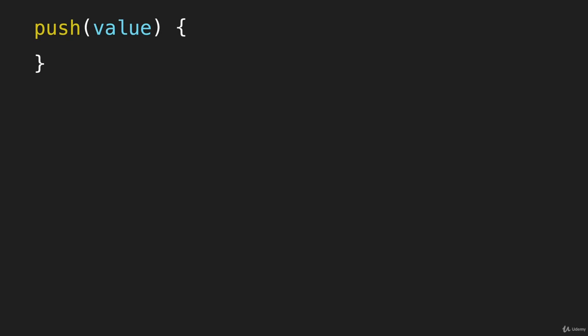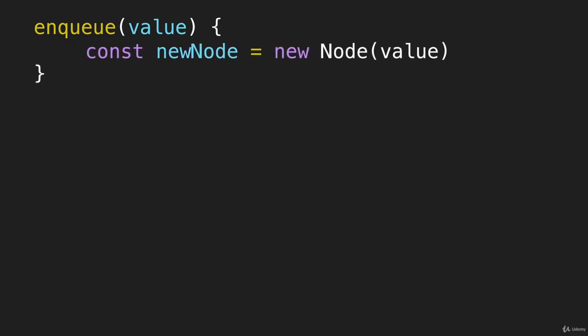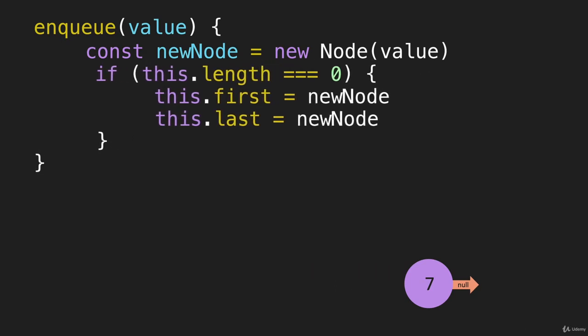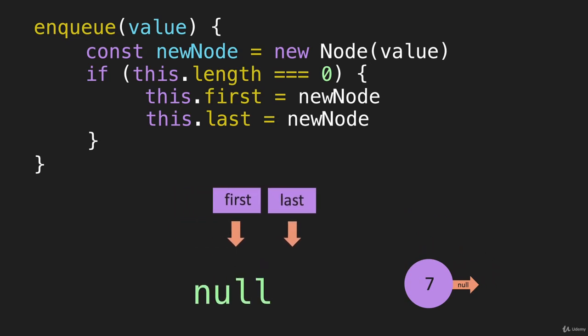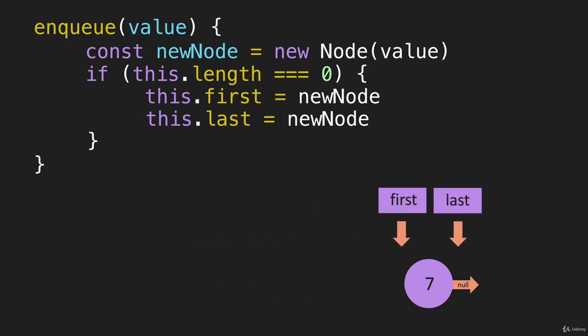First thing I'm going to do is change this from being push to enqueue. And the first thing we'll do in this method is create a node like that. And if the length equals 0, in other words, we have an empty queue, we're going to set first and last equal to the new node. So that would be a queue that looks like this, and we'll have first and last point to that node.